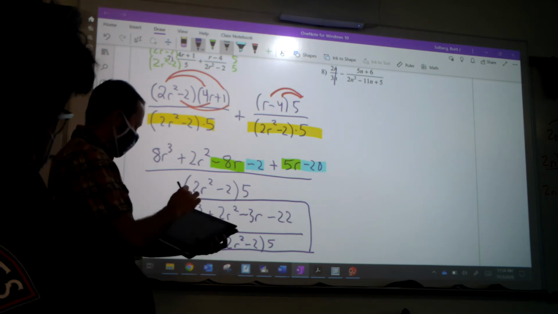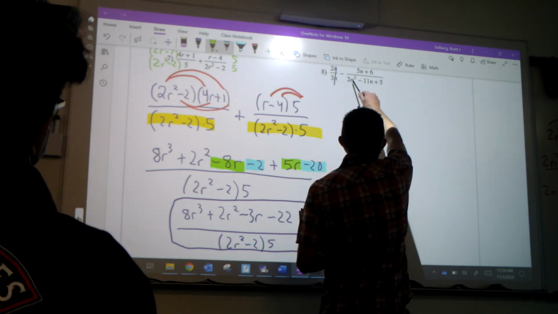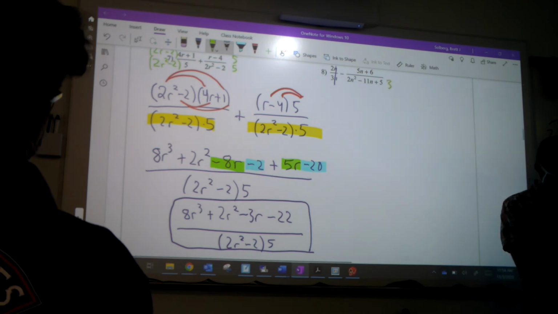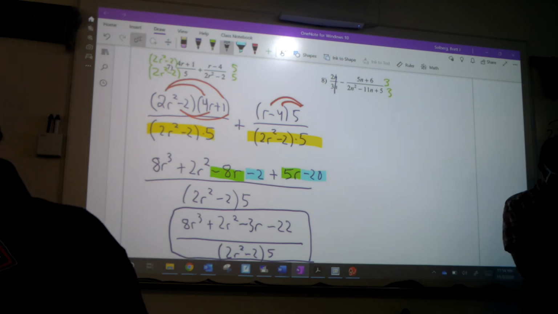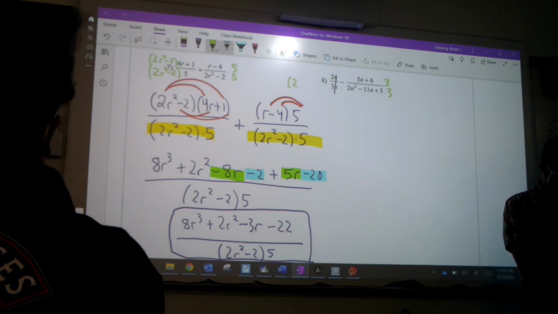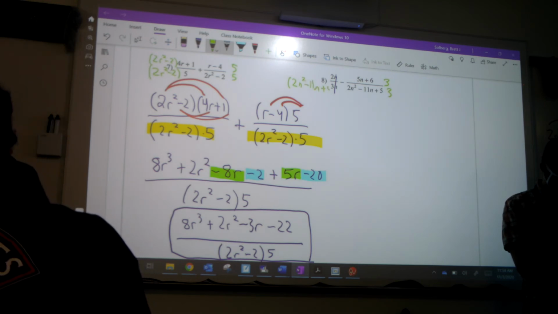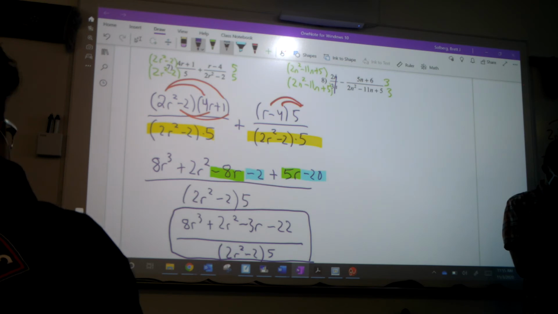Okay, now, looking at this. What is the 2n squared minus 11n plus 5? What does it need? It needs a 3. What does the 3 need? That whole other thing, the 2n squared minus 11n plus 5. Okay, so now, I'm going to rewrite this just like what we've been doing on all of these.